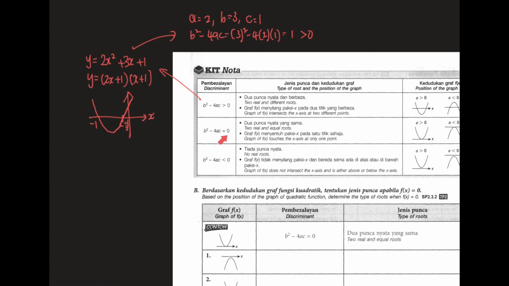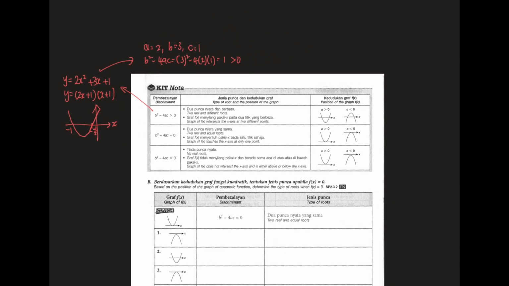Next, b squared minus 4ac equal to 0 gives two real and equal roots. We call this touch and go. Just now, I called it the graph crosses the x-axis, and now the graph touches and goes. Likewise, when a is less than 0, the graph is a sad face graph and it touches the x-axis and goes.